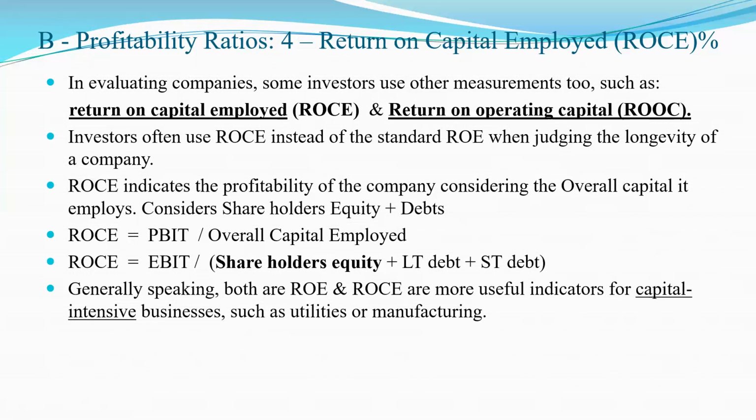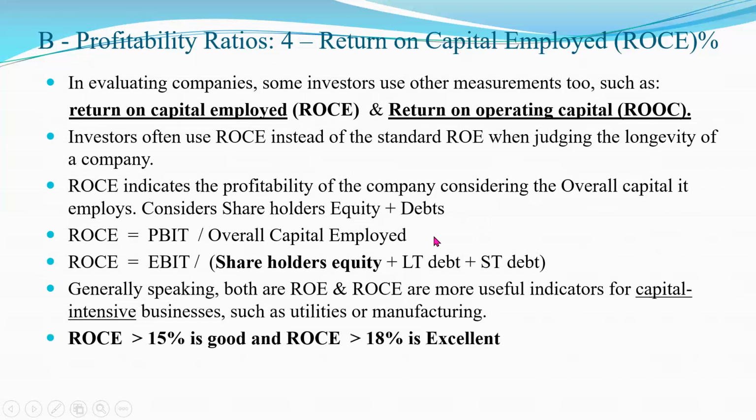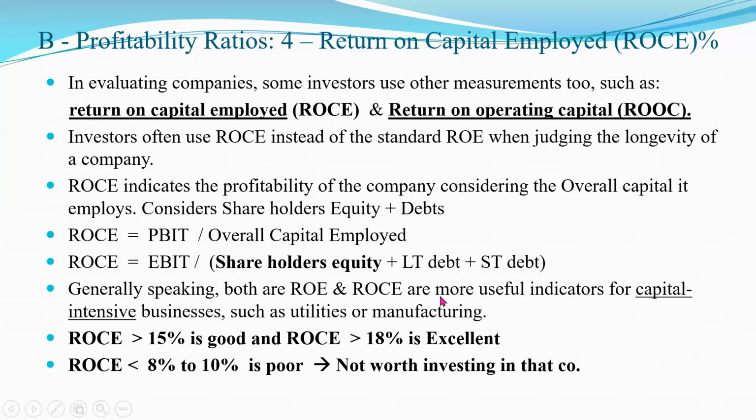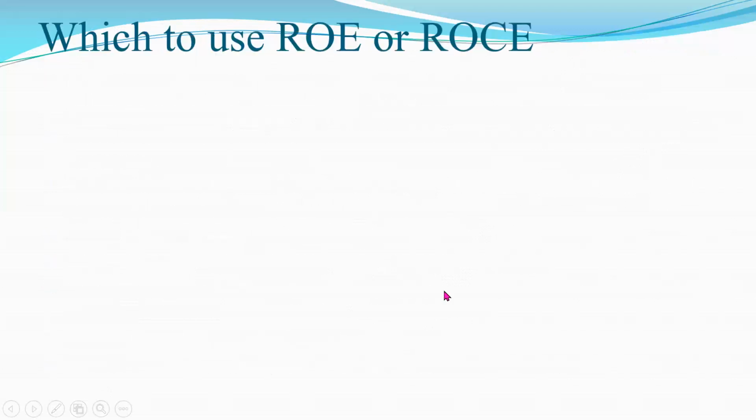But if you see ROE is high and ROCE is less, you should immediately understand that this company is having a good amount of debt on the balance sheet. ROCE, like ROE, above 15, above 17, 18. In one of the Peter Lynch books it is mentioned 17 is a good number. 8 to 10 is poor, not worth investing.